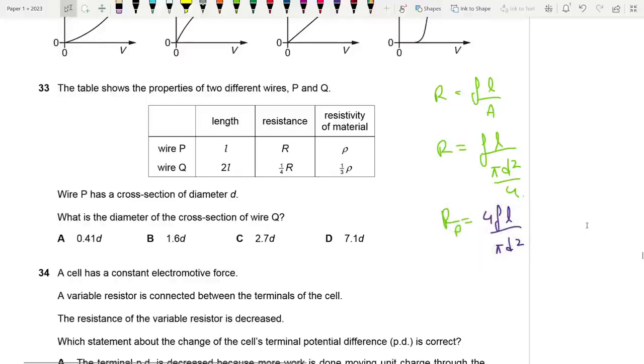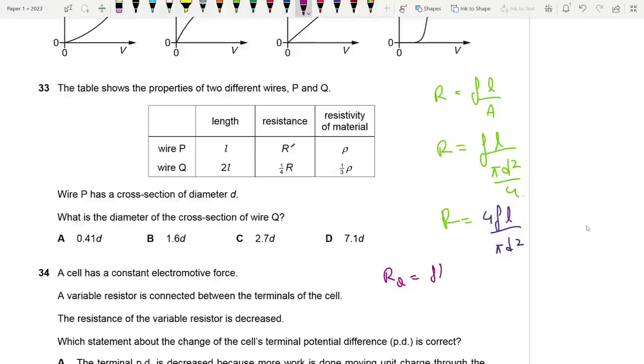So let's do that. Oh, this is denoted as R. Now for wire Q, the resistance is in fact 1 by 4R. It's 1/4 of this essentially. So let's find out the resistance of wire Q first.